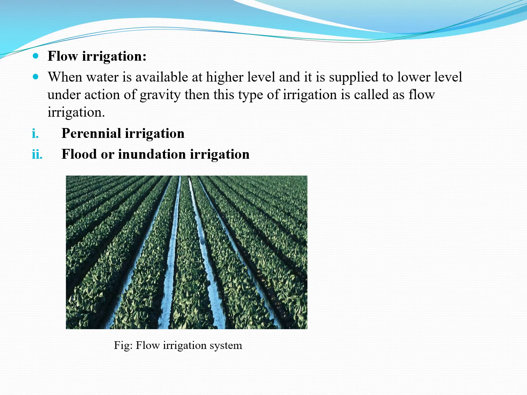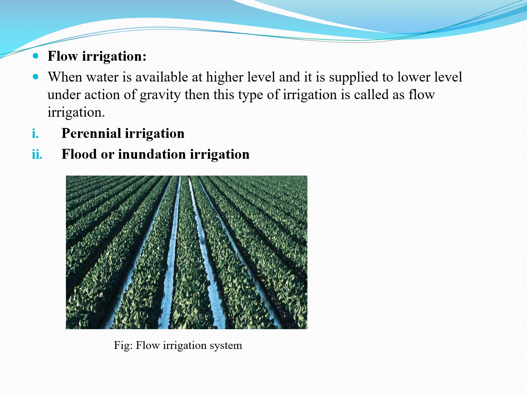In flow irrigation, there are two types: perennial and flood irrigation. Flood is also called inundation. First we see the perennial irrigation. Perennial means the plants which are living throughout the year. In a perennial type of irrigation system, there is continuous and constant water supply to the crops throughout the crop period as per the crop requirement.